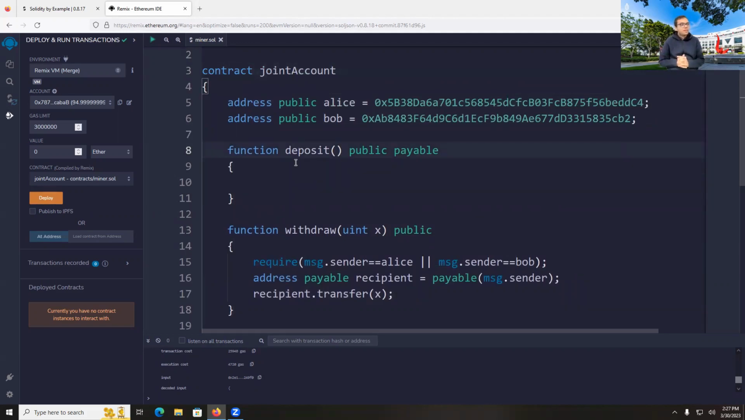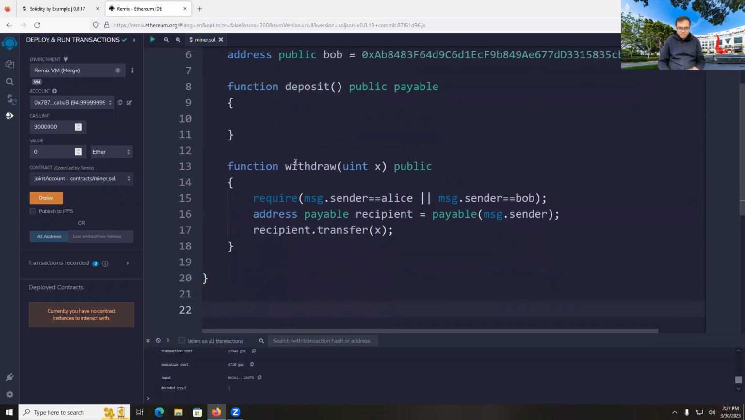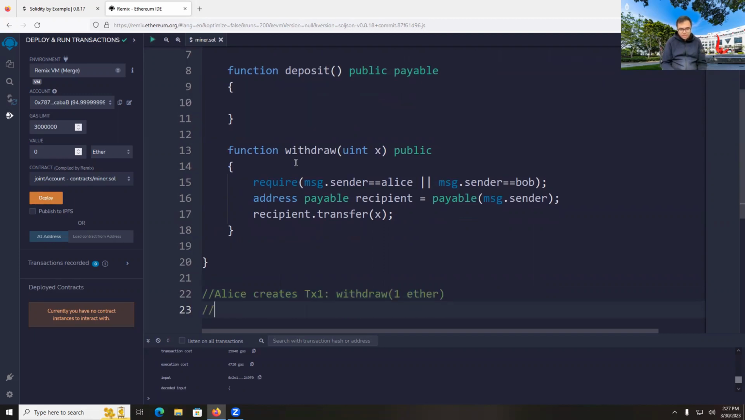One way to bribe the miners is by just paying more transaction fee. So here's the situation. Alice creates transaction 1, and it calls withdraw and wants to withdraw 1 ether. Bob also creates another transaction at the same time. Let's call it transaction 2. This is also withdrawing 1 ether. And now we said that they publish it at approximately the same time.